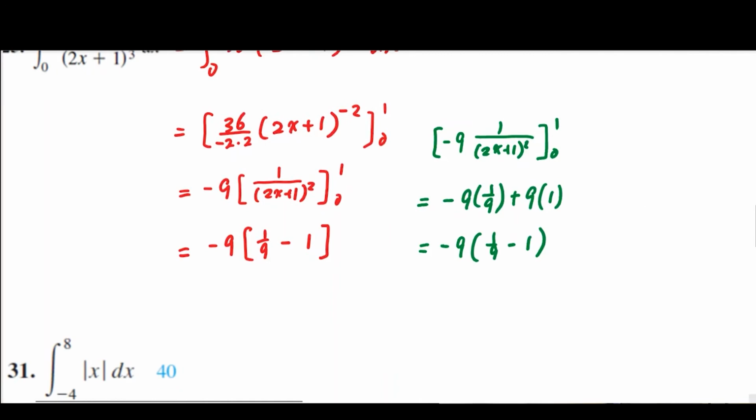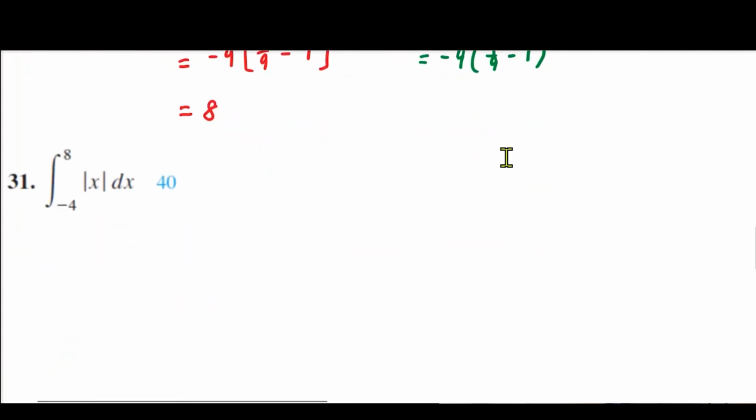And then, oh, my computer is frozen. Okay. And then this, of course, is negative 8 over 9, eh? Times 9, negative 9, so we have 8. Good question? Moving on. Okay, let's do 31.